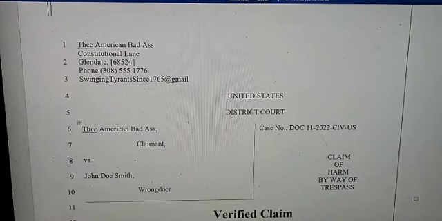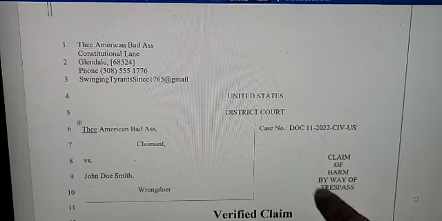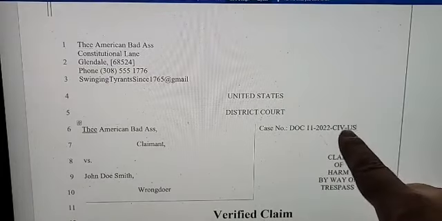I deleted the document, so I don't have it anymore to pull back up. But now we have a docket number, and for entertainment purposes, we'll say DOC 11-2022 CIV-US. Let's just say that's the docket number given to us by the clerk of the court when we first filed our claim to get our docket number, right?